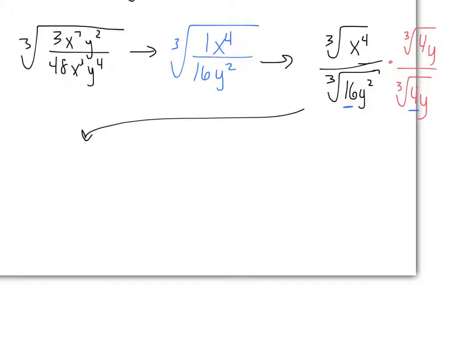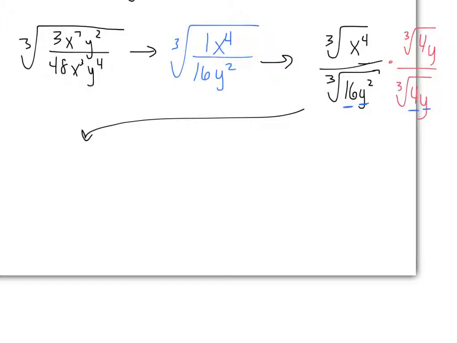Make it easier. You're explaining way too difficult, Luca. What's 16 times 4? 16 times 4, that's 64. 64, which is a perfect cube. And what's y squared times y? Y cubed. So they're both, again, perfect cubes.